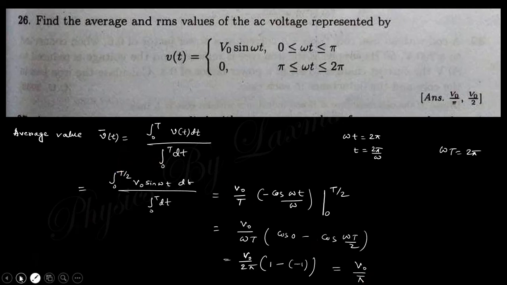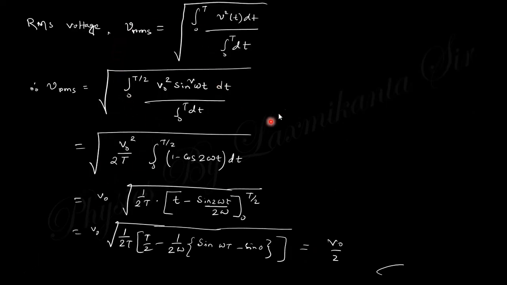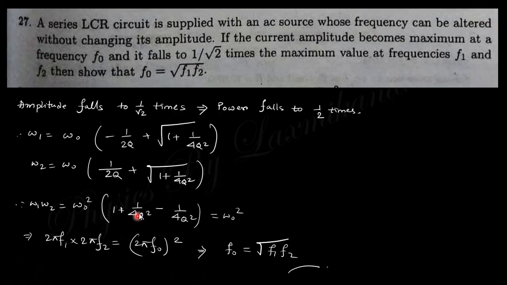This is the average value. In case of the RMS value, you first square V, then take the mean, and then the root. Taking half, since 2 sin square theta is nothing but 1 minus cos 2 theta, then integrating and putting in this value, you will get this answer. Go to the next one.